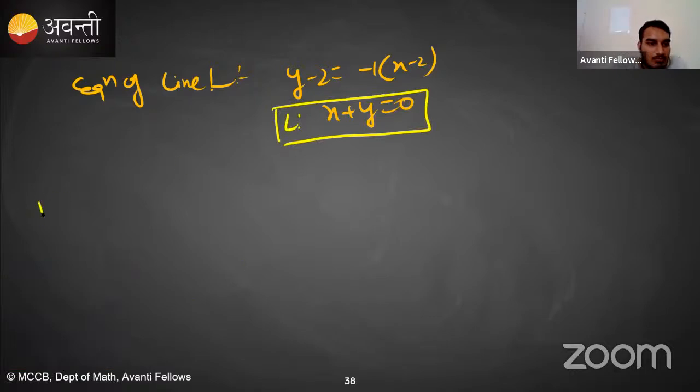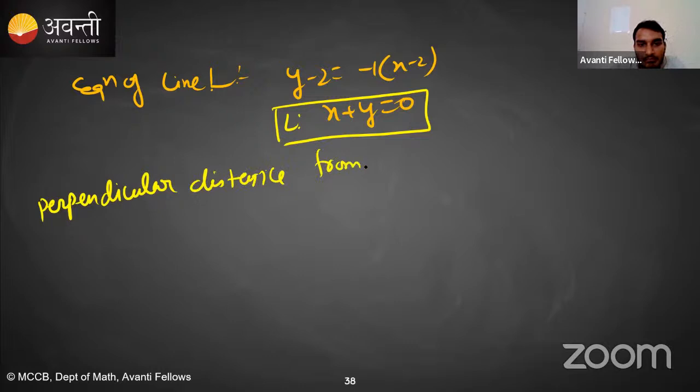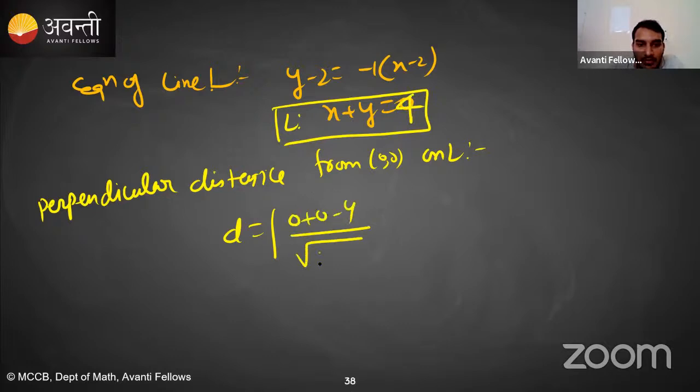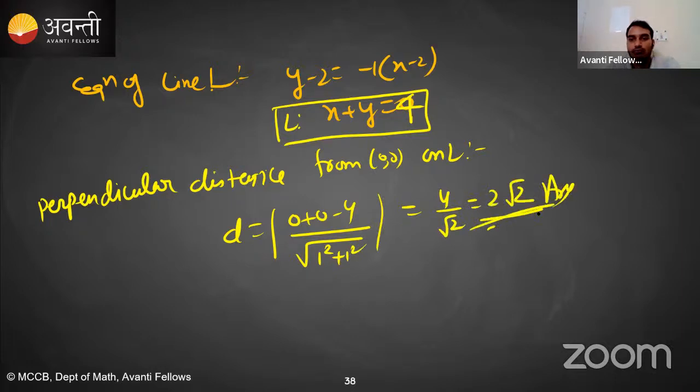So the perpendicular distance from (0, 0) on L is d is equal to, put the point, sorry, it is 4, right? Put the point (0, 0) on the line. So 0 plus 0 minus 4 upon under root of a square plus b square. So this is nothing but 4 upon root 2. So this is 2 root 2. So this is your answer, 2 root 2.